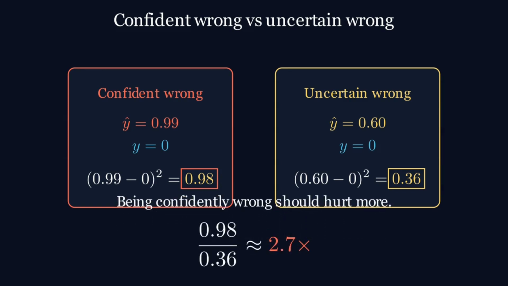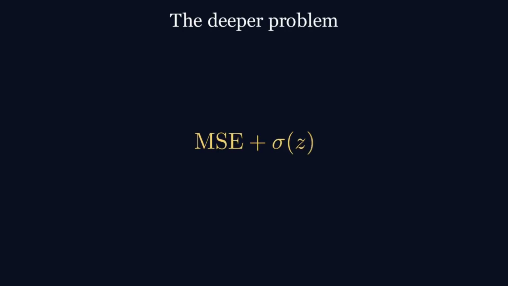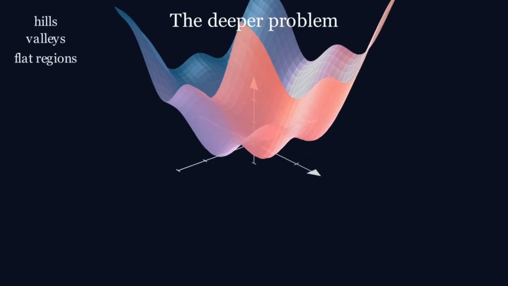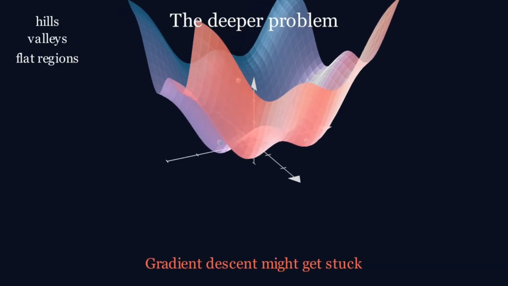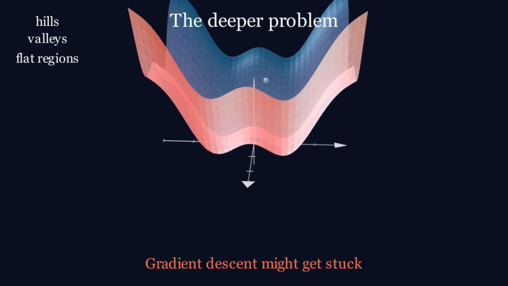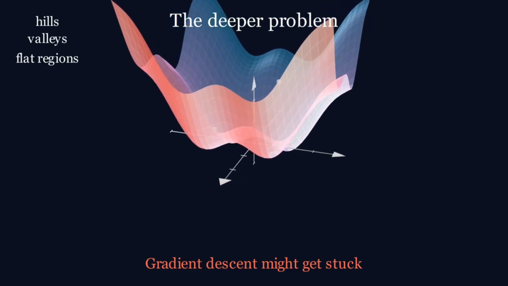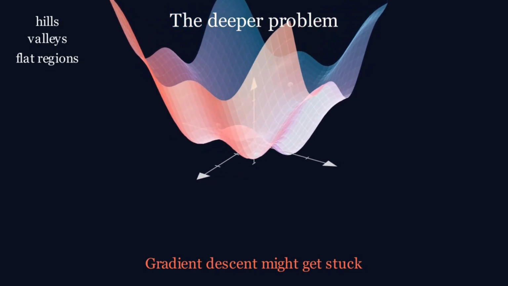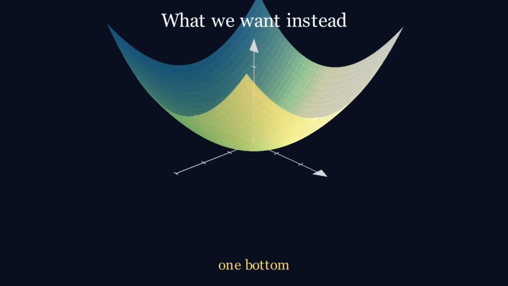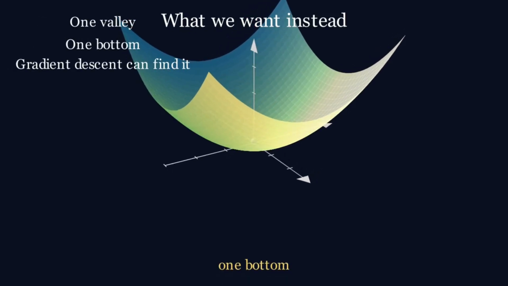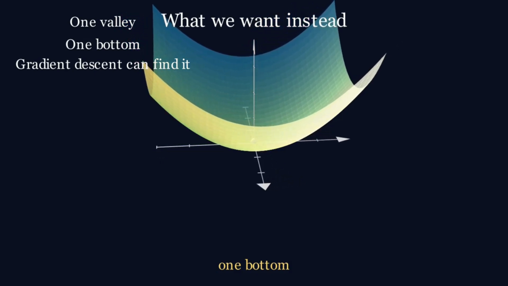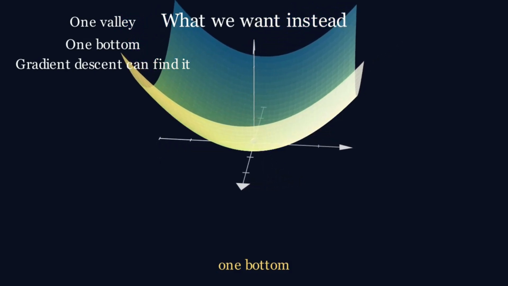But there's a deeper problem. When you take the derivative of the MSE through a sigmoid, the surface loses its clean slope. Hills, valleys, flat regions, multiple places the model could get stuck. Gradient descent can't reliably find the minimum. It settles here, here, or here. We need a loss function that looks like this instead, a clean convex bowl, just one valley, one bottom. And so that gradient descent always finds it.